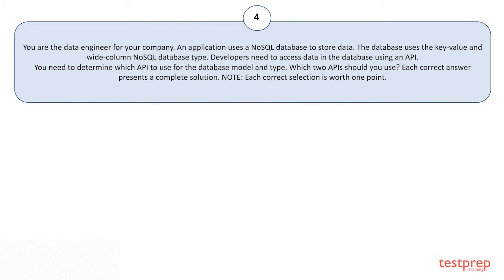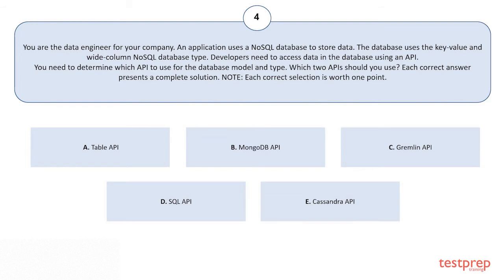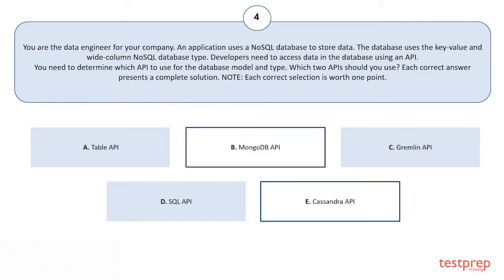Your options are: A. Table API. B. MongoDB API. C. Gremlin API. D. SQL API. E. Cassandra API. The correct answers are option B and E.